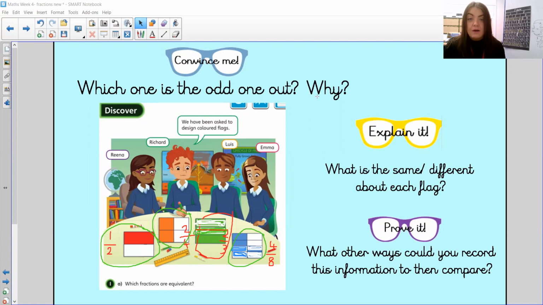So which one is the odd one out and why? I'm going to go 2/3 is the odd one out, because 4/8, 2 quarters and a half are all equivalent fractions. They all show me a half of the shape. So well done to you if you got that right. If you didn't get it, I'm hoping that my convince me and my prove it have now very clearly shown you why they are different.